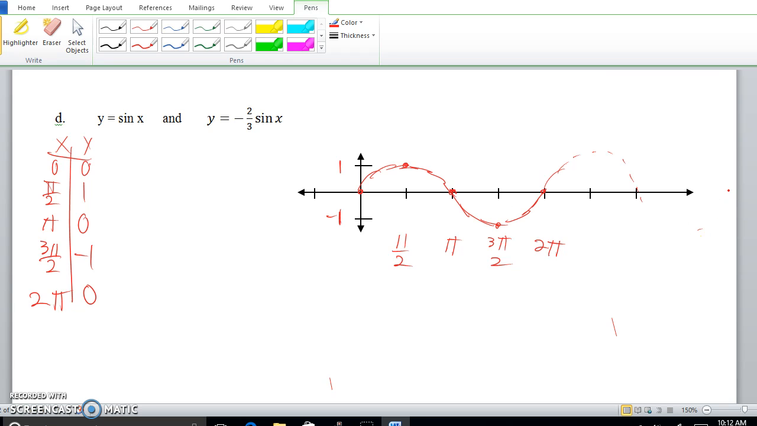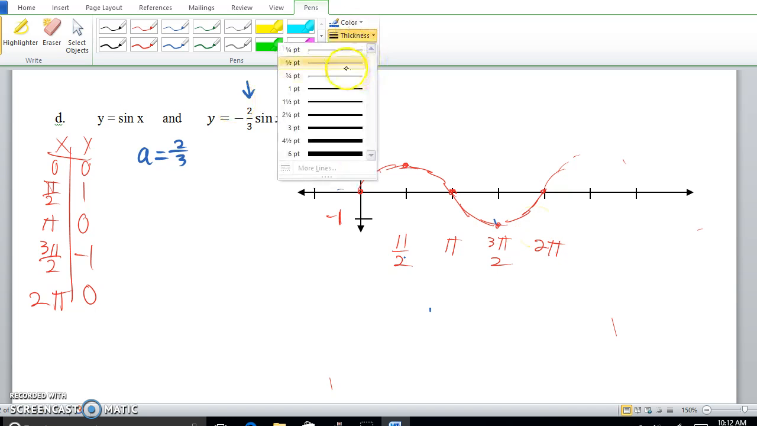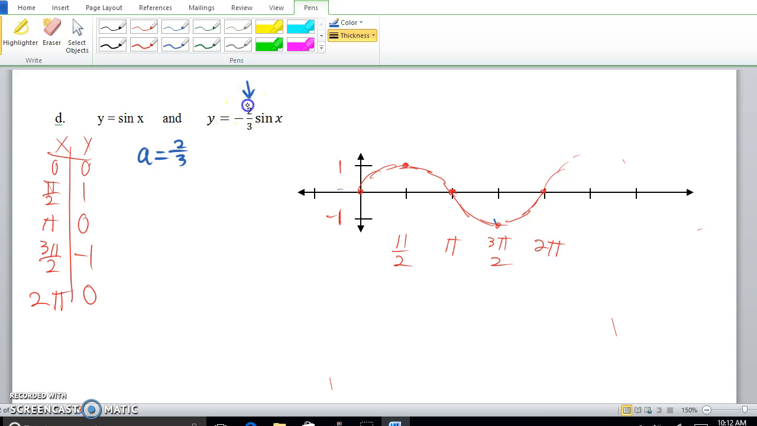Okay, so let's see what happens if we throw a negative 2/3 in front. What's going to happen here is the 2/3 is going to cause the amplitude to be 2/3. That means that's how high and how low I go from the center of the graph. The original one was 1, went 1 in each direction. So this one's not going to go quite as high and not quite as low. But then that negative is also going to complicate things a little bit. That negative right there is going to cause us to do a reflection across the x-axis.